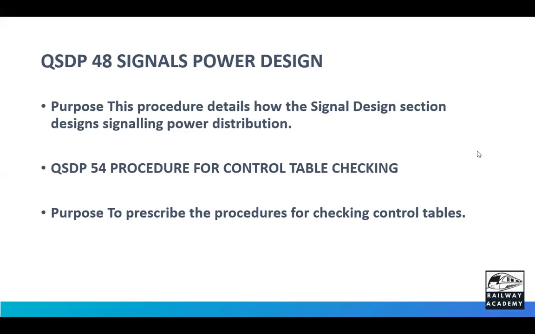Now QSDP 48 deals with power design, as applicable for the Australian signaling arrangement. How the power design is made, how power supply arrangements are made, everything is given in QSDP 48. Then QSDP 54 gives you how a control table has to be checked. The checking process is elaborated in detail for a person to check the control table. That is given under QSDP 54, procedure for control table checking.